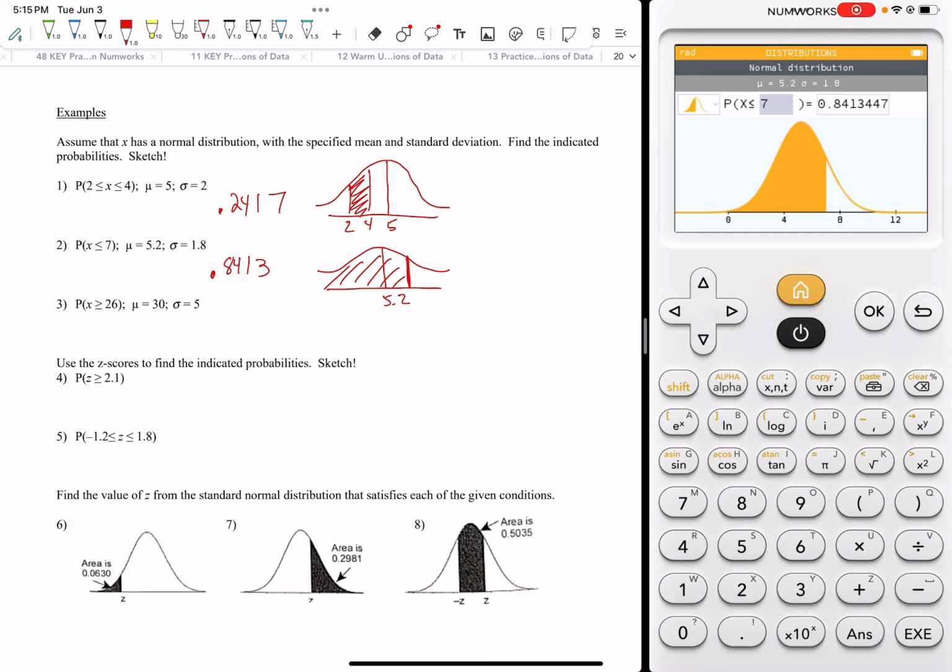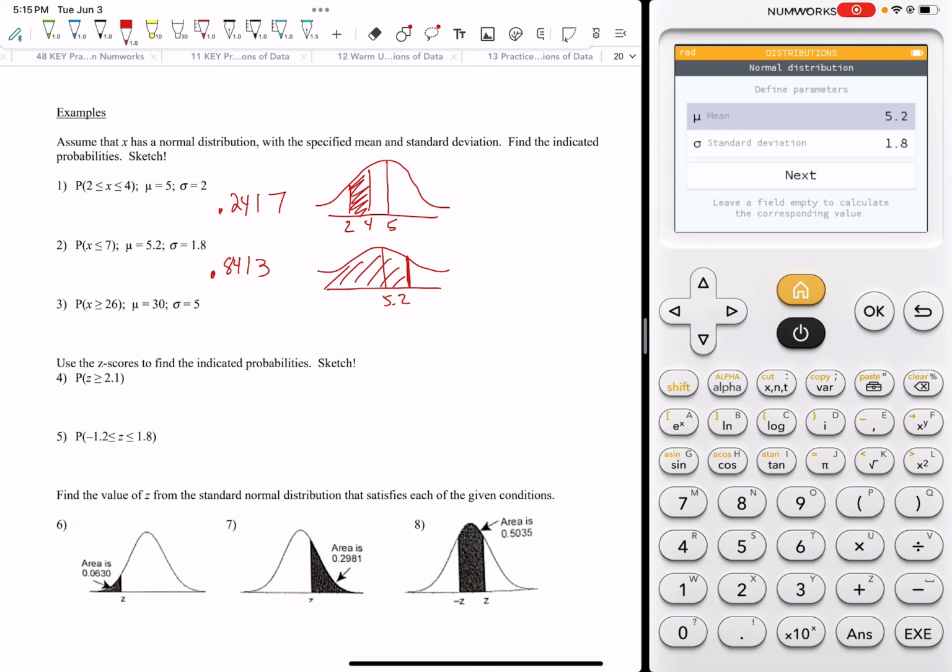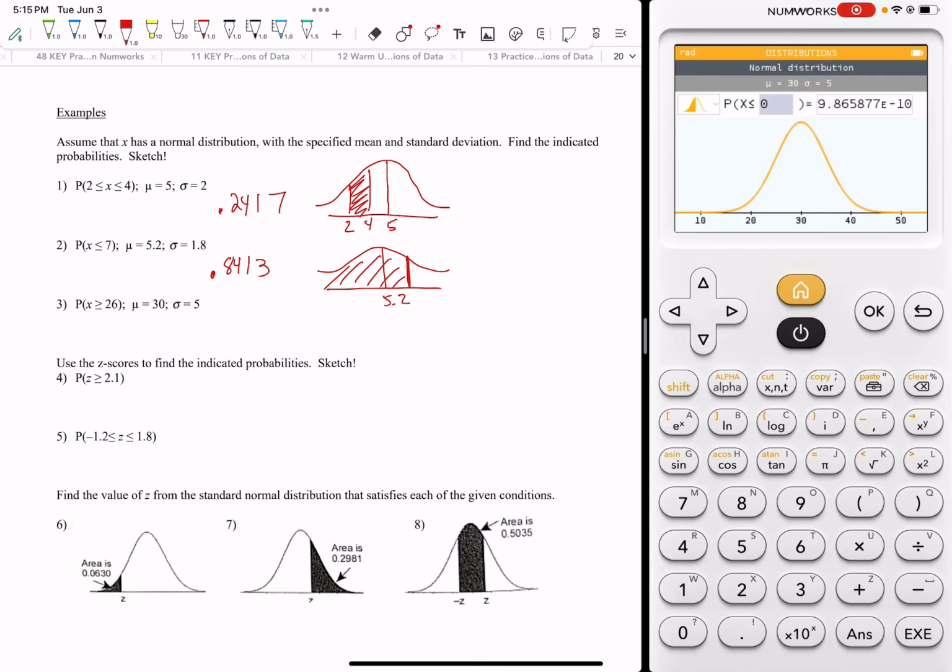All right, the last one in this section. Again, we have to change: our mean is 30, standard deviation is 5, and we want it to be greater than or equal to. So again, I'm going to scoot to the left. I'm going to pick the greater than or equal to shading, and we're looking for when it's greater than or equal to 26. And there we are. So our answer, 0.7881. Here's my sketch.